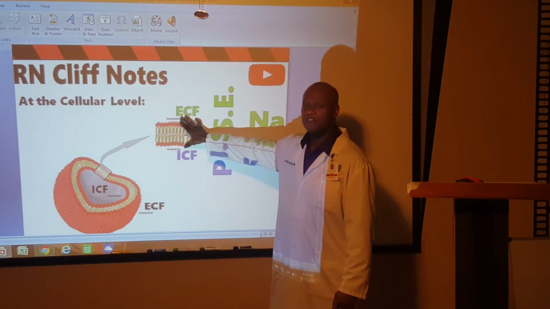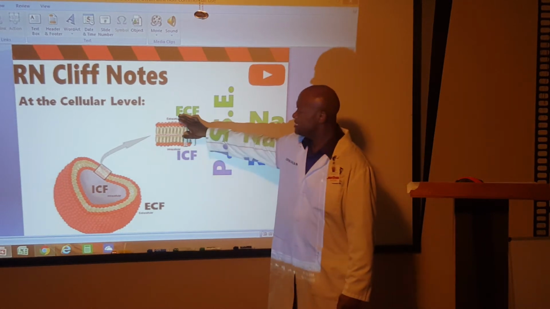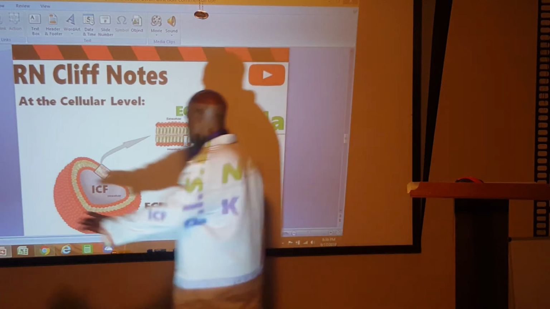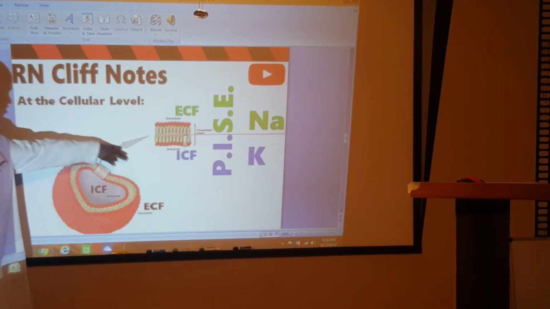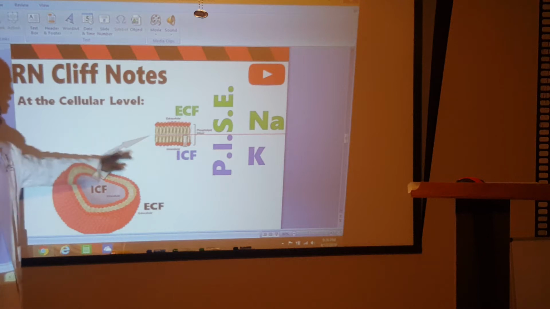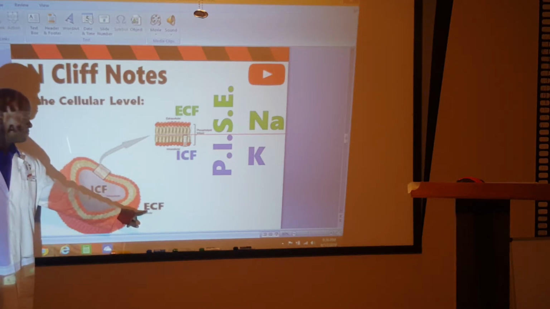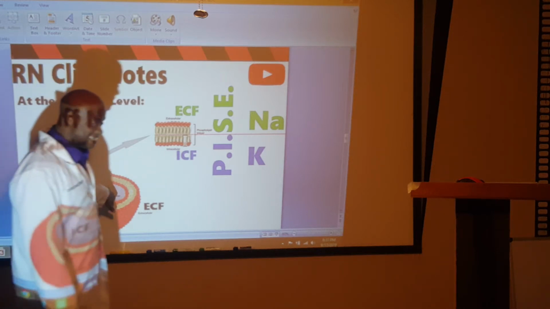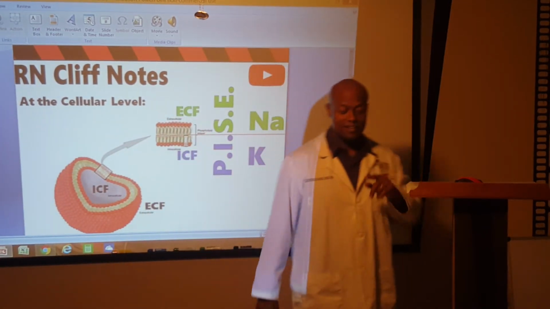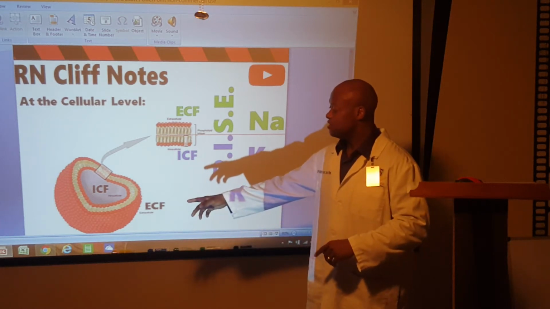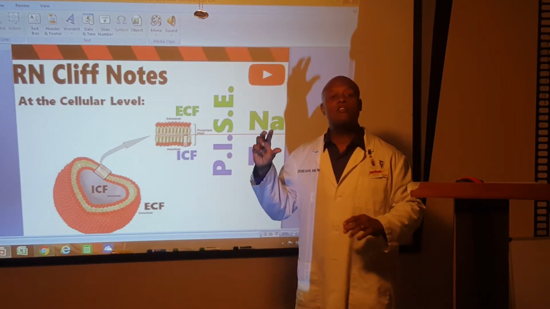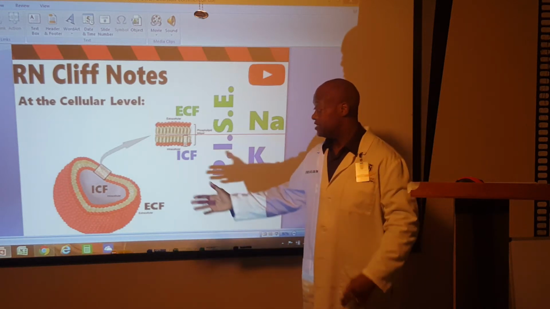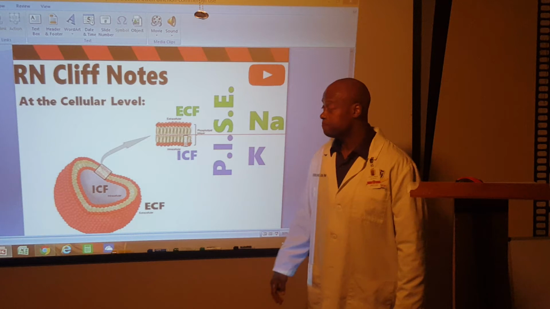So for those that aren't familiar with this, when we say ECF, that's extracellular fluid. What's that? That's fluid that's all around the outside of a cell. So we see ECF out here. And then ICF, intracellular fluid. That's the fluid that's inside the cell. And we realize that cells are microcosms, are smaller versions of us. And we're mainly what? Water. Cells are also mainly water.